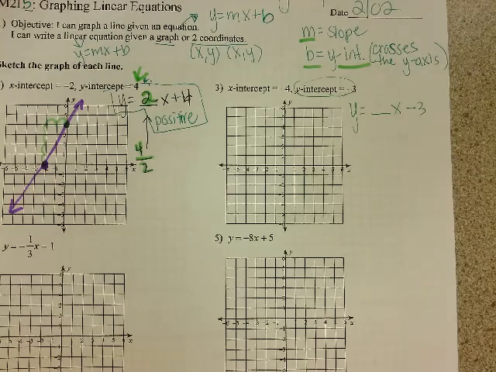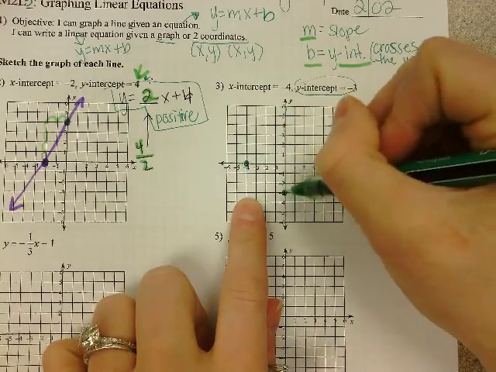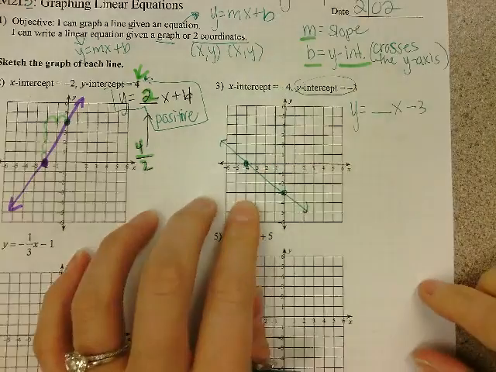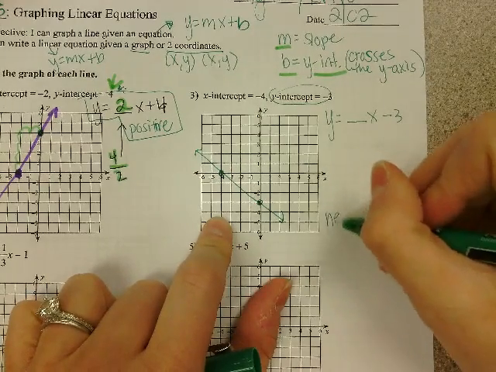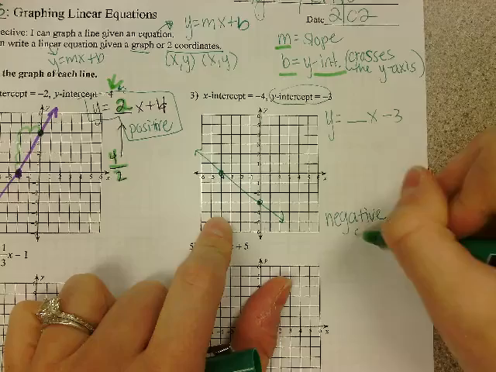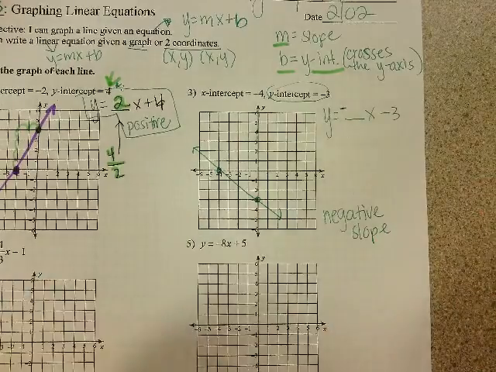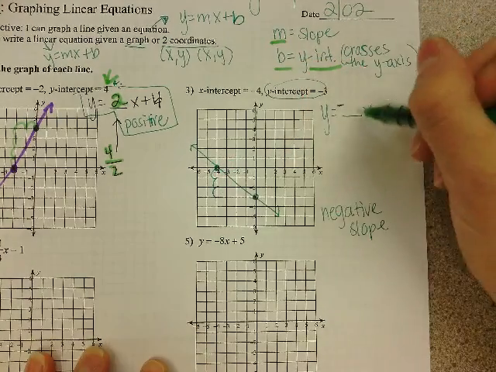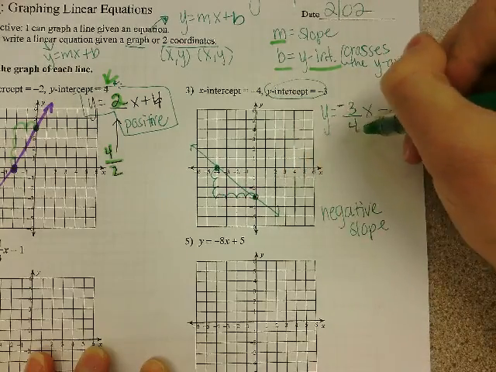Alright. Cool. So my x-intercept is negative 4. Y-intercept is negative 3. From here, is our slope negative or positive? Negative. Okay, so then I know that my slope here in my equation has to be negative. So I go down 1, 2, 3, and then I go right 1, 2, 3, 4. And there's my line.